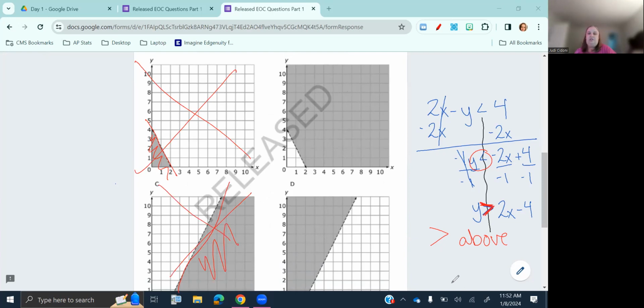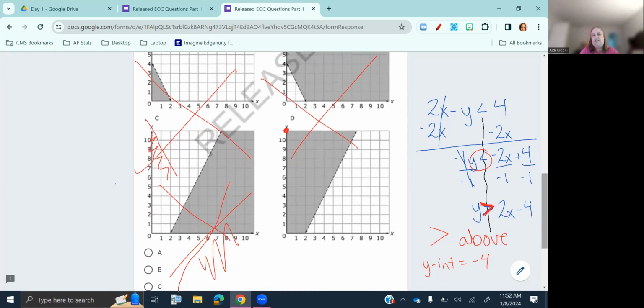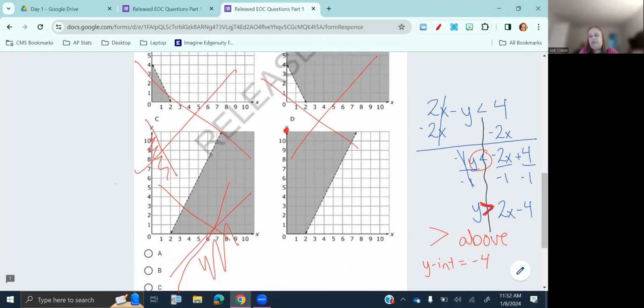And what you want to do is use your equation. If you look at your equation, my y-intercept here is the constant, or the number that's alone. And that y-intercept is going to be negative 4. Now, if you look at choice B, the y-intercept is positive 4. So choice B is not it, which means it has to be choice D. Choice D, that y-intercept will eventually get to negative 4. And it does have a slope of positive 2. So choice D is your correct answer.